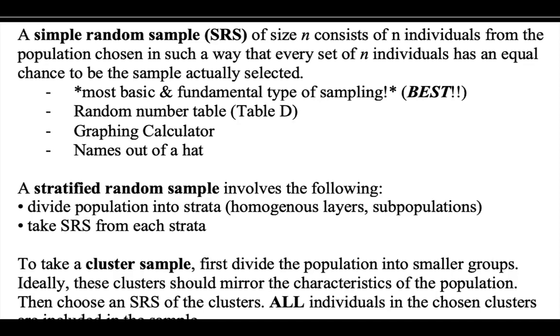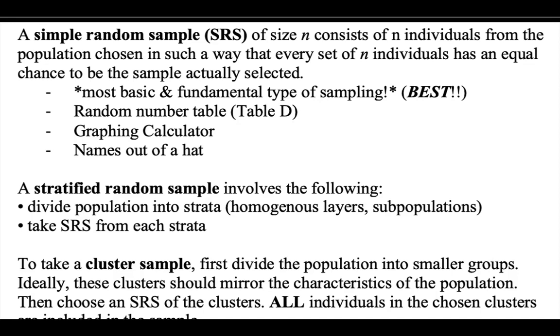So another random sampling method is what's called the stratified random sample. Stratified comes from the word strata, which means groups. So it involves the following: divide the population into strata. Strata are homogeneous layers. What does homogeneous mean? Same, groups that are the same, right?